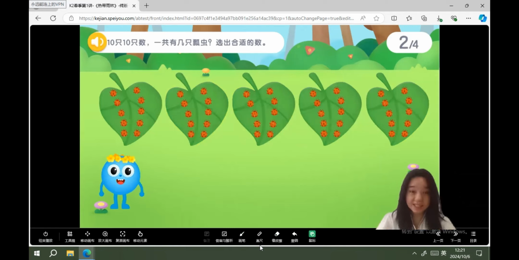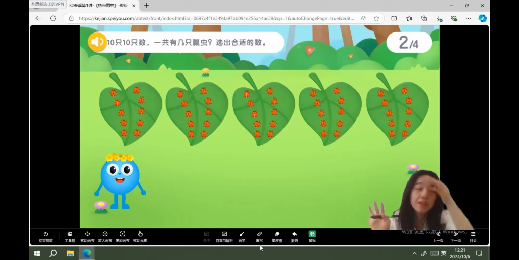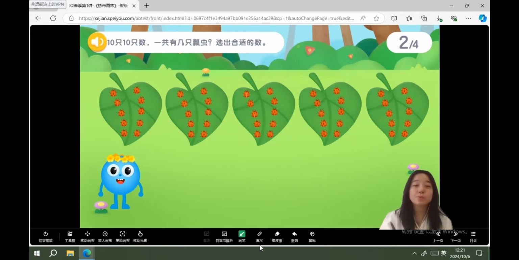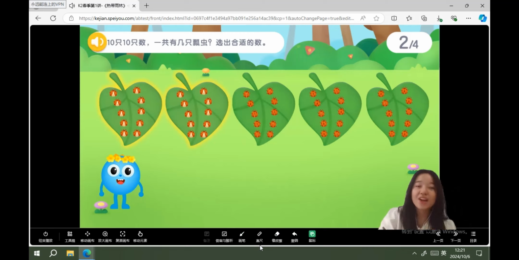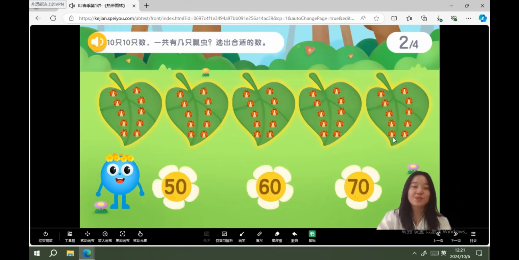This time, we still need to count by 10, because apparently, let's observe first. Every single leaf has the same amount of ladybirds, and because we are so proficient in the shape of 5, we can see that every leaf just has 2 5s, which makes 10. So we just need to count by 10. Let's check it. 10, 20, 30, 40, and next 50. So in total, there should be 50 ladybirds.